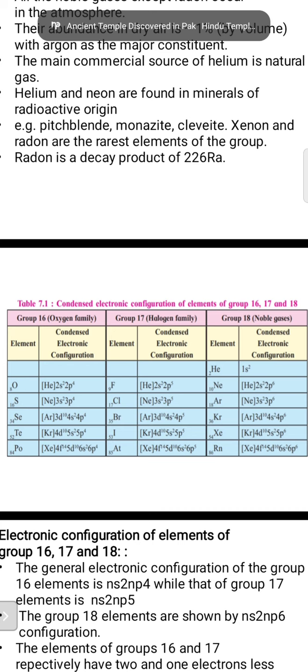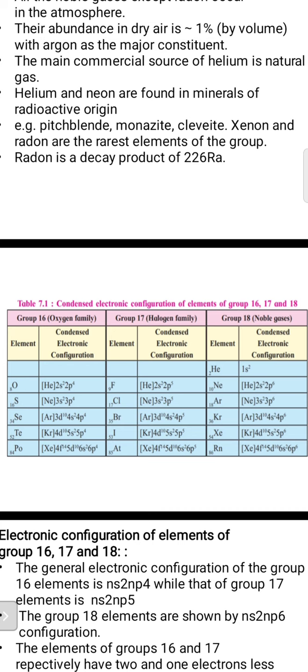In this table, they give information about groups 16, 17, and 18. In group 16, we'll see first, these elements belong, as I just told, to the oxygen family. Like that, group 17 belongs to the fluorine family, and group 18 belongs to the helium family. Their other names are: group 16, oxygen family; group 17, halogen family; and group 18, inert gases. So you have to remember these names also.